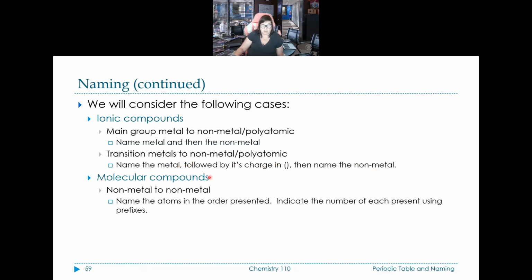Molecular compounds, non-metal to non-metal: we name the atoms in the order that they're presented, whether we think that makes sense or not, and then indicate the number of each that are present using the prefixes, okay? So those are the rules for what you need to know. You need to be able to name these things, and you need to be able to write their formulas, okay?